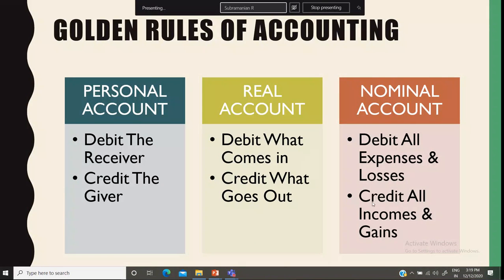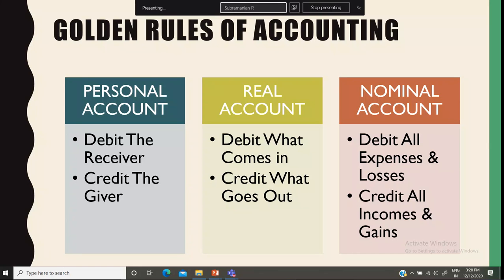Similarly, if you are going to receive interest from the bank, then the interest account has to be credited there. So you must first know whether interest comes under personal, real or nominal. First you have to identify that. After identifying that, it may come under a debit or a credit, whatever it might be. If you are paying salary, debit.